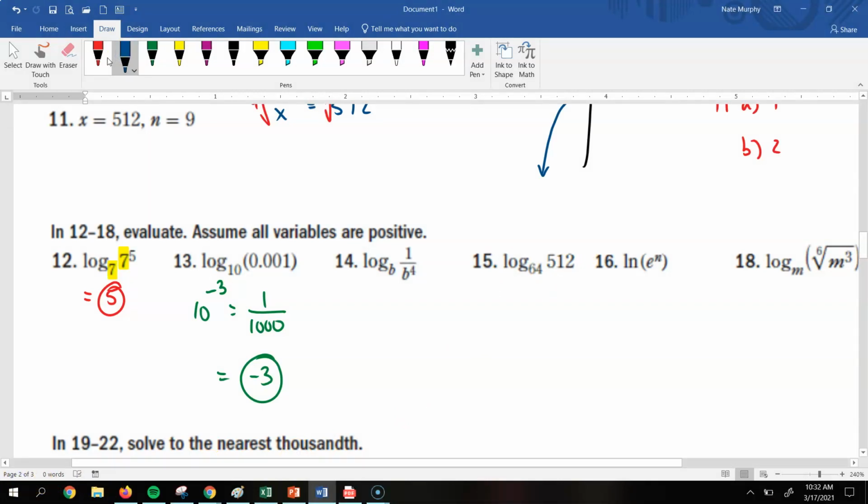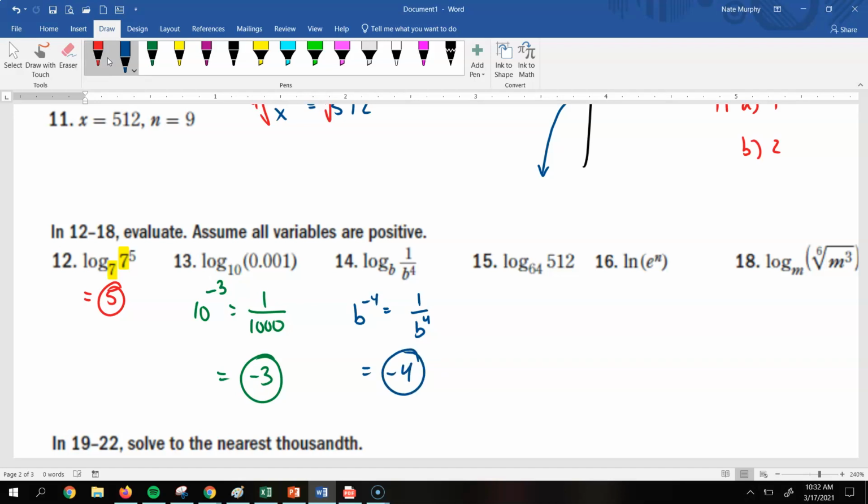All right, number 14. So for this one, we're trying to figure out what exponent we'd apply to b to get 1 over b to the 4th. So just like the previous one, in order to get it to be a fraction, it's got to be negative. And then what exponent would apply to b to get b to the 4th? It would be -4. So our answer for this would be -4.